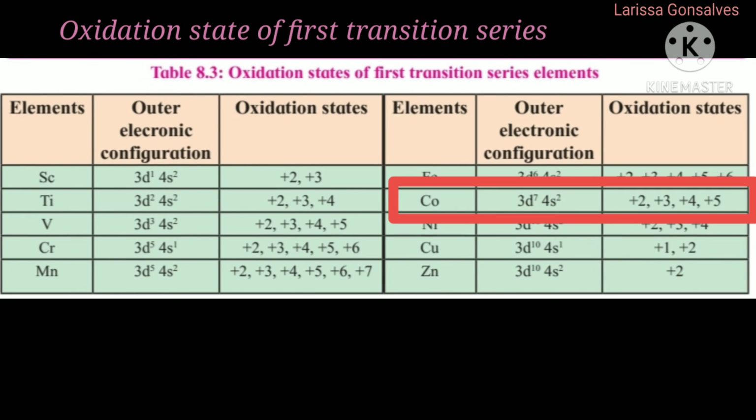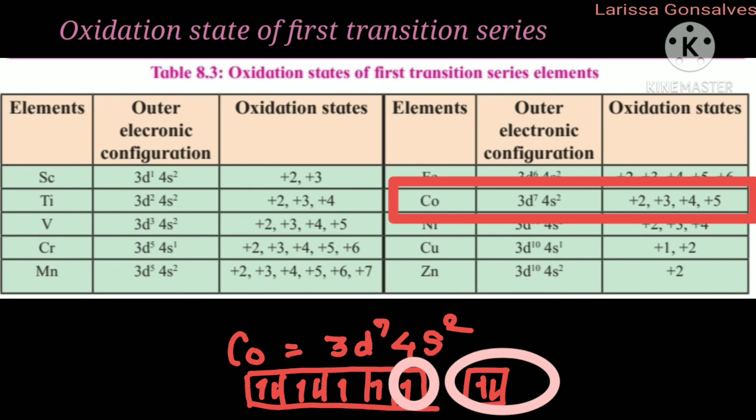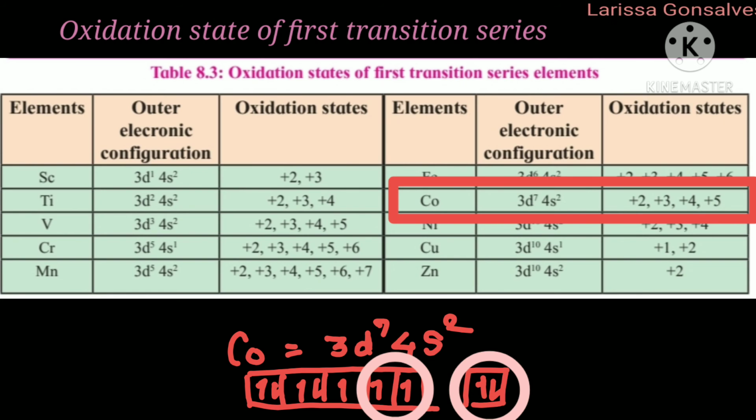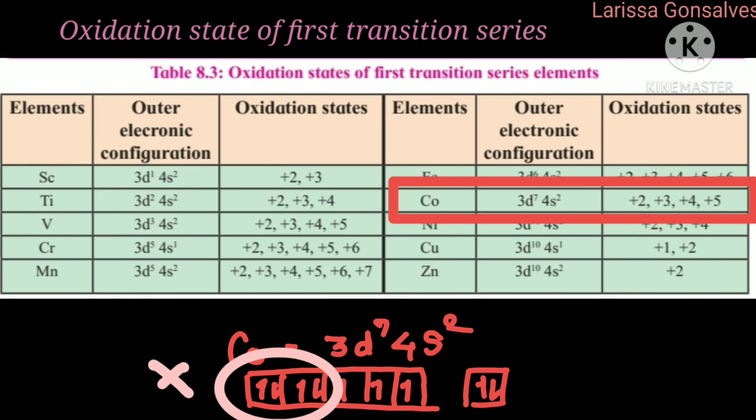For cobalt, the outer electronic configuration is 3d⁷4s². So if it is giving away 2 electrons from s shell, we will get the oxidation state as +2. If it is giving 2 electrons from s and 1 electron from d shell, then the oxidation state is +3. If 2 electrons from s and 2 from d, then it gives us the +4 oxidation state. If 2 from s and 3 from d subshell, then it gives us the +5 oxidation state. Now here we have 2 paired electrons, hence we are not considering them.